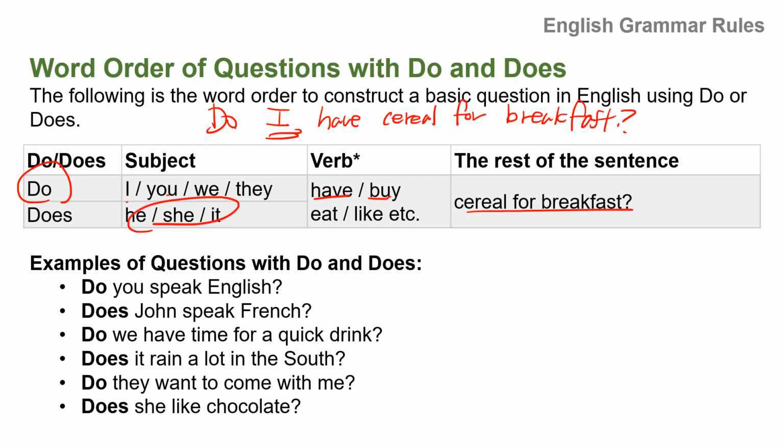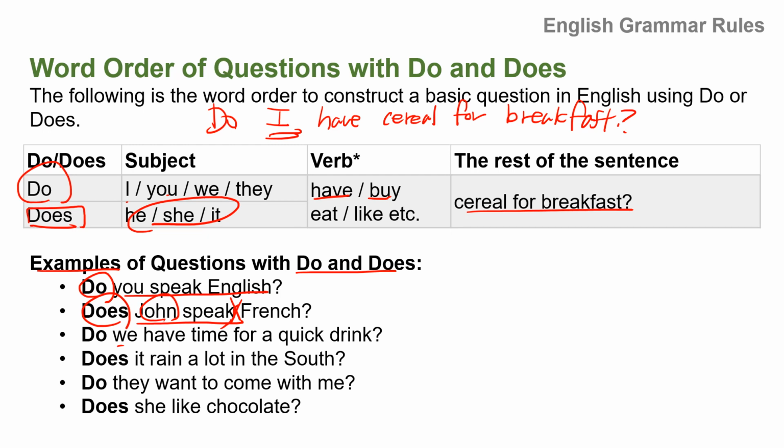But he, she, it, this is third person singular. We need to use does instead of do. Does he eat cereal for breakfast? Does she like cereal for breakfast? Now, take a look at the examples of questions with do and does. You speak English. Do you speak English? John speaks French. Since John is third person, we use does and do not use S. Does John speak French?